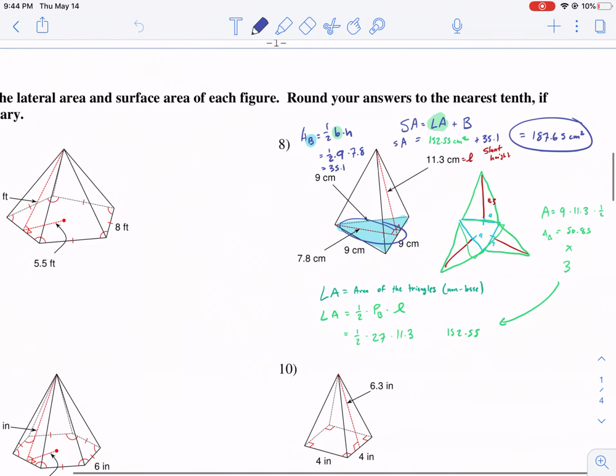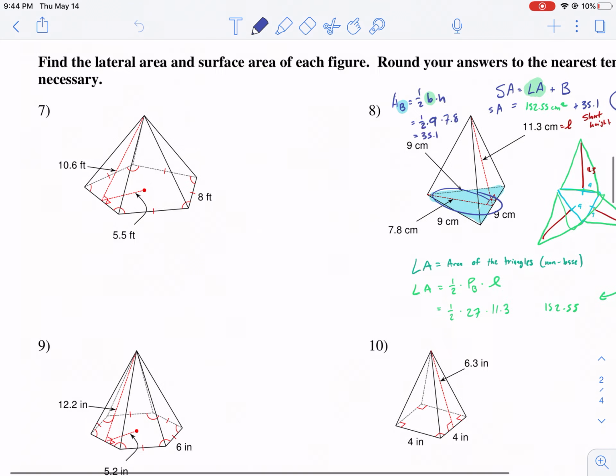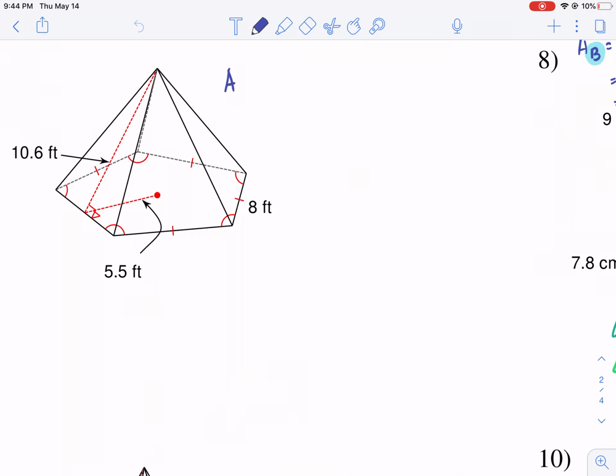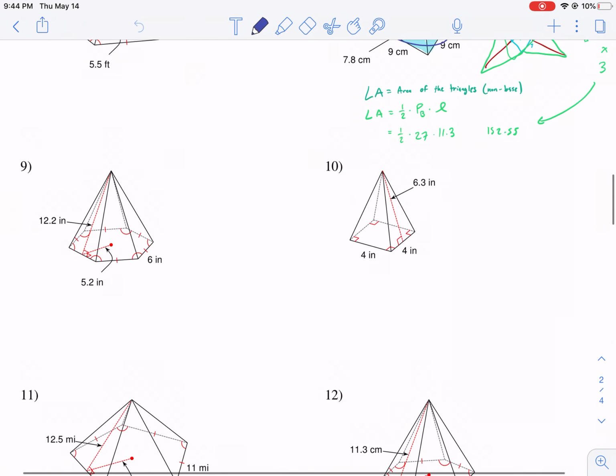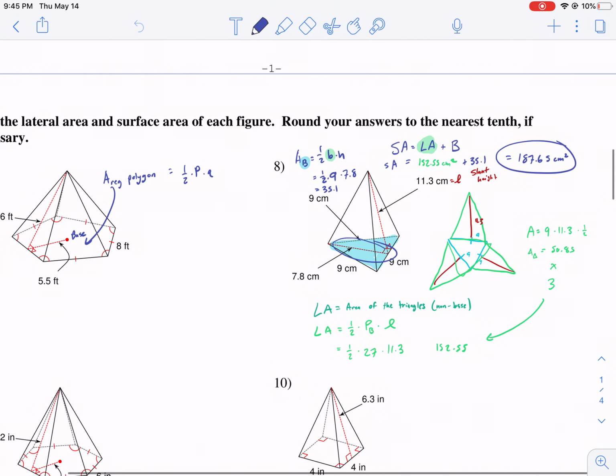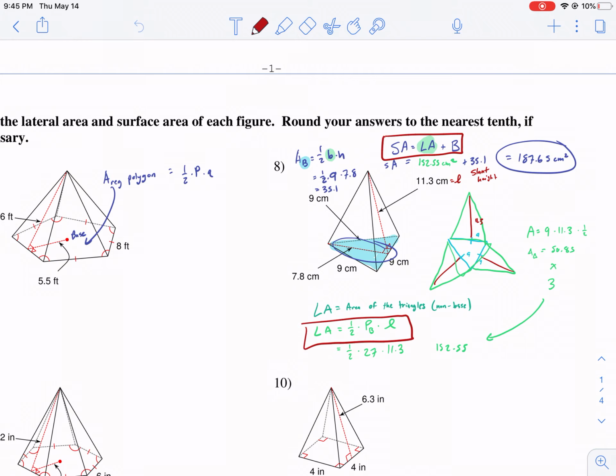You're going to do the same thing for all of these. For problems like this, you're going to use the area of a regular polygon for the base, and that is 1/2 the perimeter times the apothem. So keep that in mind. All these other ones, you're going to still follow the same formula: the surface area equals the lateral area plus the base. Don't forget that lateral area equals 1/2 times the perimeter of the base times the slant height.